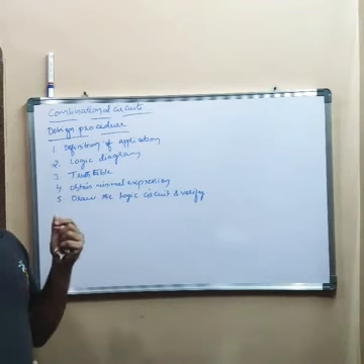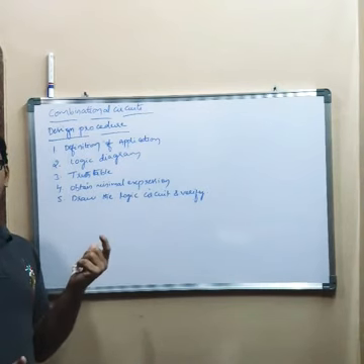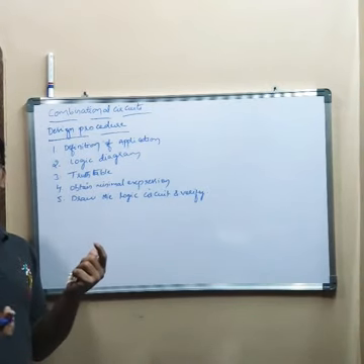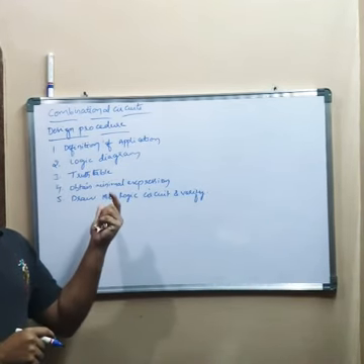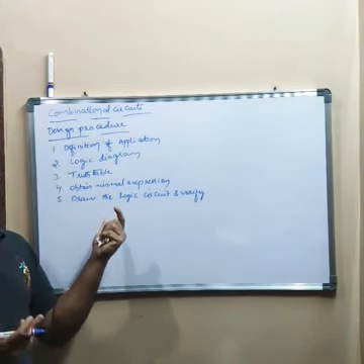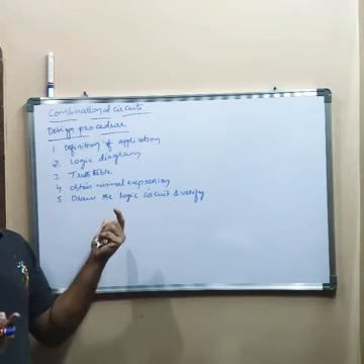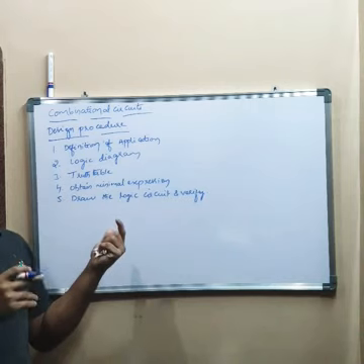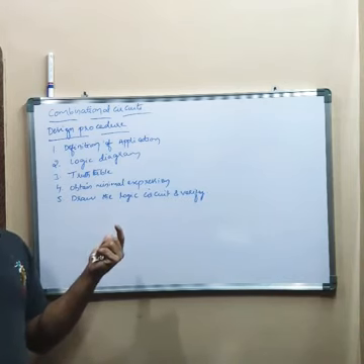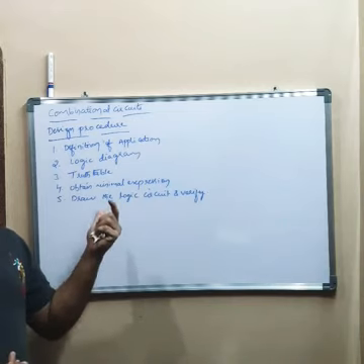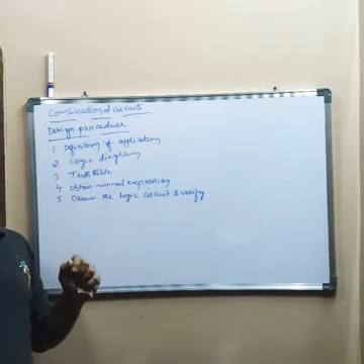So the first step defines the application, the definition of application. What we are going to design, we have to define in detail, like how many inputs it has, how many outputs it has, how the inputs are designated, how the outputs are designated. Based on the number of inputs, what are the possible combinations that can be represented, right? All these things come under definition of application.